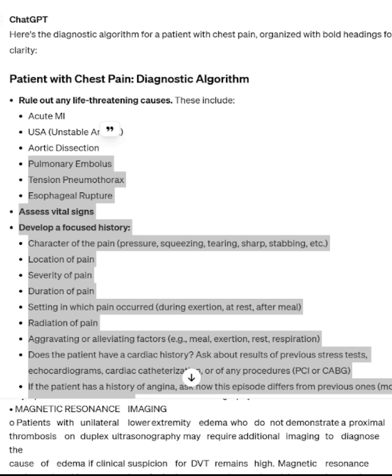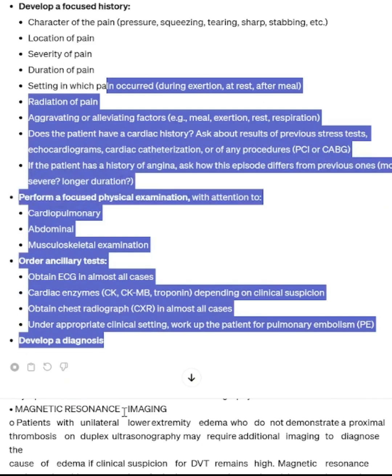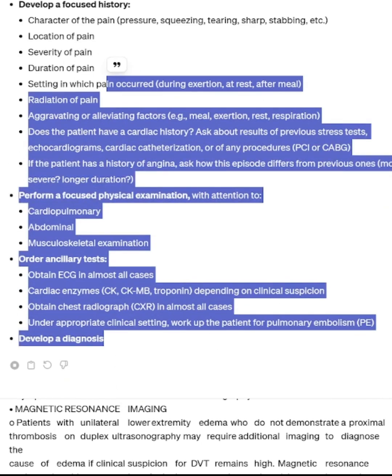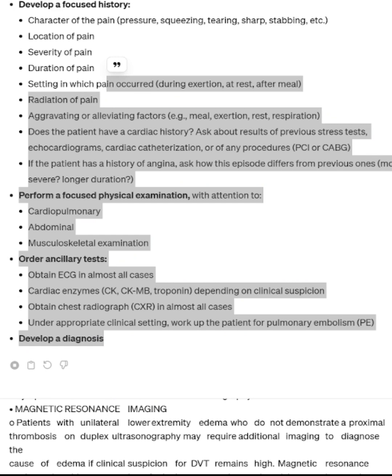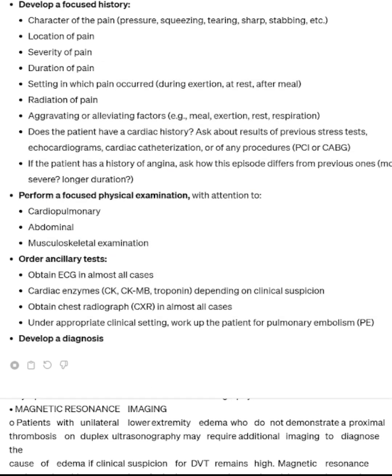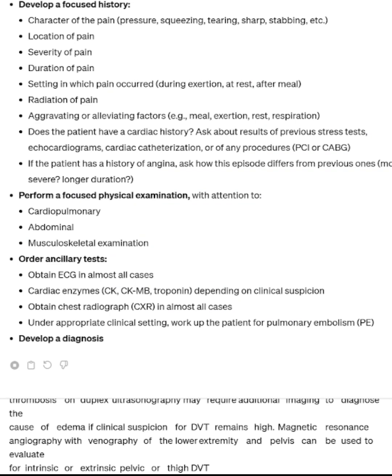Assess vital signs. Develop a focused history. Character of the pain: pressure, squeezing, tearing, sharp, stabbing, etc. Location of pain, severity of pain, duration of pain, setting in which pain occurred: during exertion, at rest, after a meal. Radiation of pain, aggravating or alleviating factors, e.g., meal, exertion, rest, respiration.